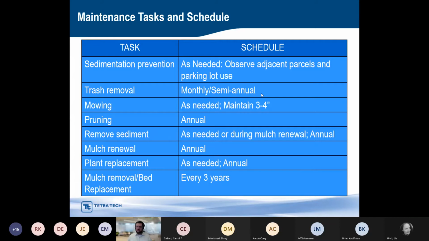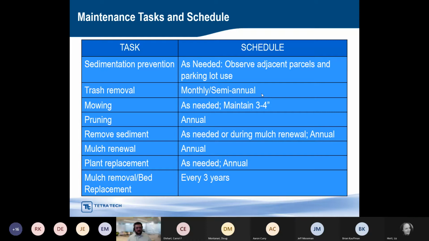Trash removal, again, is really an aesthetic consideration. It can clog inlets, but generally it's not going to have that much of an effect on the function of the BMP, unless again you have a smaller inlet and it's clogged with trash. But generally we're saying monthly to semi-annually for trash removal, depending on the aesthetic that you're looking for. Again, if it's in an area where there's a lot of public interaction, that might need to be done more frequently.